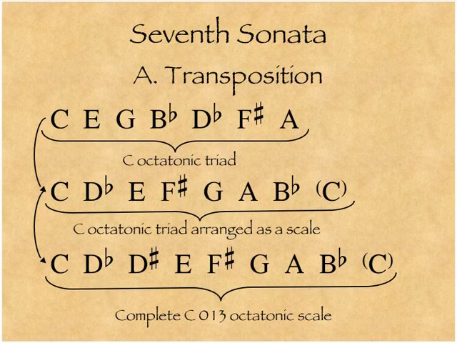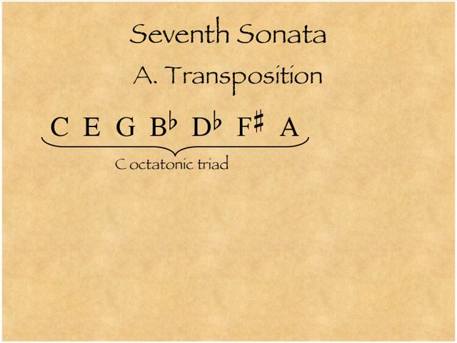This complete octatonic scale, like any octatonic scale, retains all of its pitch classes when transposed by minor third, tritone, or major sixth. Because the octatonic triad is a subset of the octatonic scale, most of the pitch classes, 6 of the 7, are retained when this octatonic triad is transposed by minor third, tritone, or major sixth.